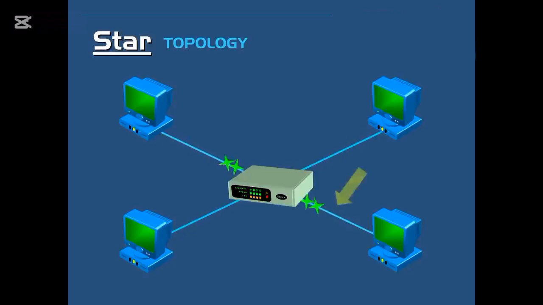If there is a wire breakage in any of the nodes, or the node itself is not functioning properly, then there will be no effect on the entire network. It works smoothly without any data delay. When the centralized device, hub or switch, stops working, it causes the failure of the entire network.